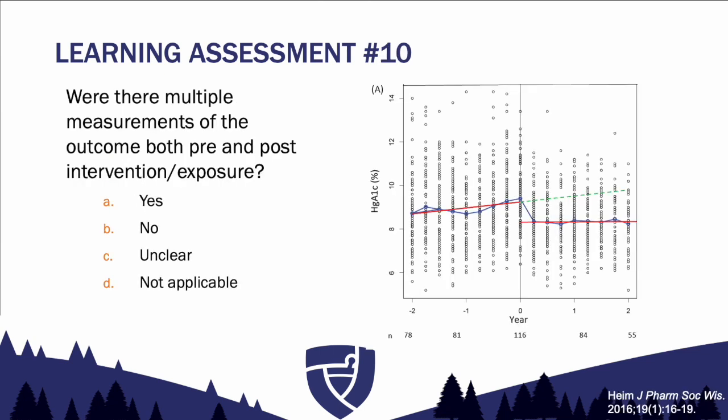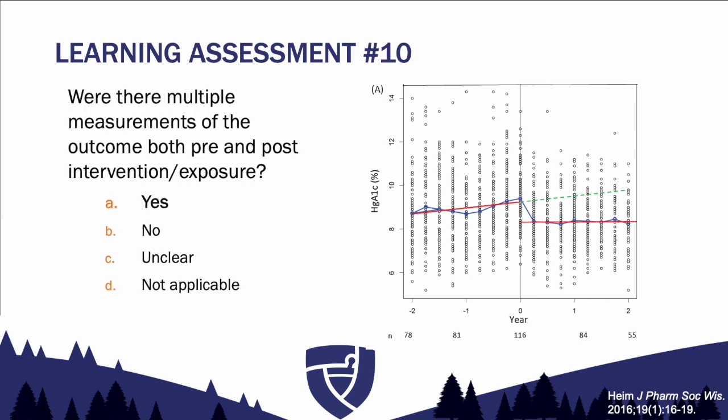Learning assessment question number 10 is the Joanna Briggs Institute Critical Appraisal Checklist question number 5. Were there multiple measurements of outcome both pre and post-intervention exposure? Yes, no, unclear, or not applicable. And I included figure 1 in this case so you can see some of the data that was included in the publication. The answer in this case is yes. As we mentioned earlier, this information was collected every 3 months for 2 years, pre and post U500 transition.